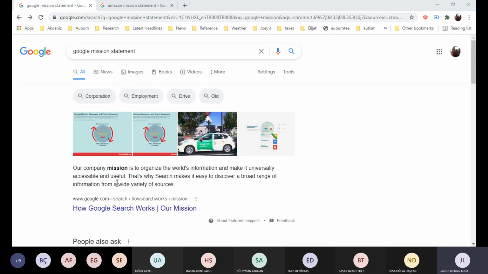We're asking, what is Amazon's mission statement? So we talked through Google's mission statement here. What do you think Amazon's? If I said, what is Amazon's mission? What are they trying to do? What is their core trying to do?